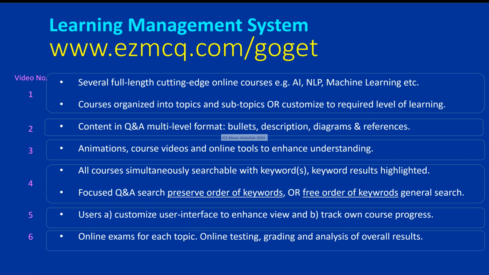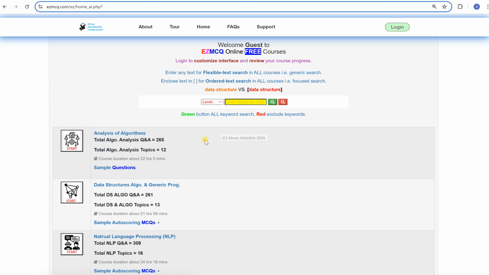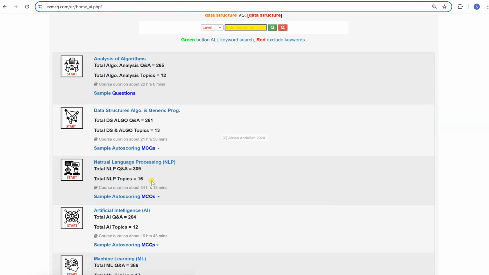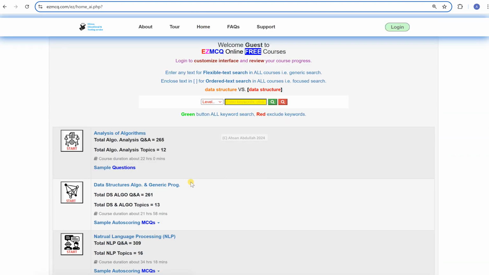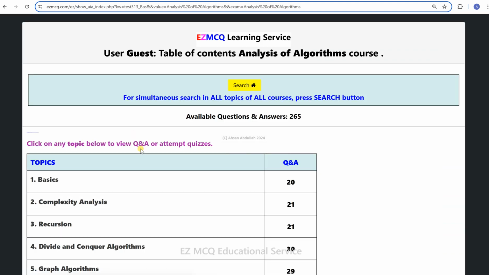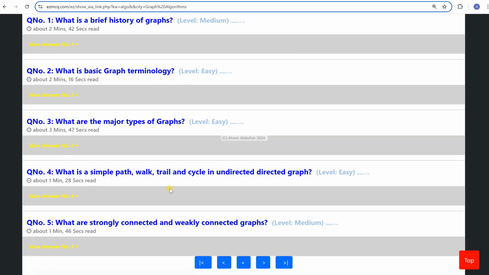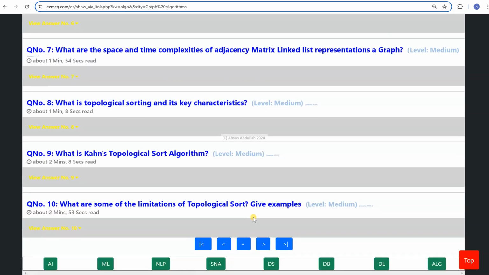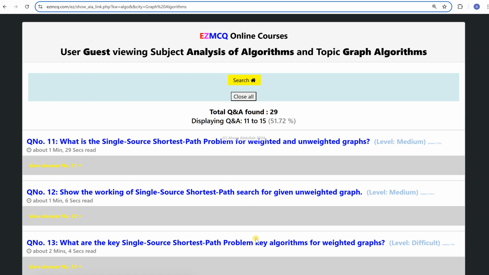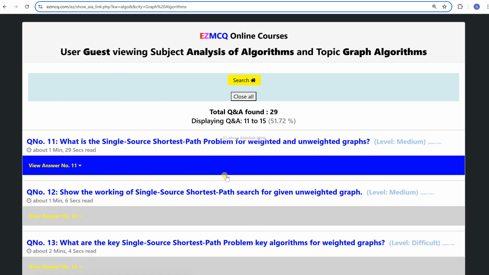Now we move on to the learning management system. All those wonderful features, what is meant by level, and everything has been explained in those 6 videos I mentioned. There are core computer science courses, then there are hard courses like natural language processing, artificial intelligence, machine learning, and so on. But we move to the course of our interest, which is analysis of algorithms, and the topic of our interest, which is graph algorithms. Questions 1 to 5, and then up to question 10, have been covered in video 5A. So now we move to video 5B for graph algorithms.